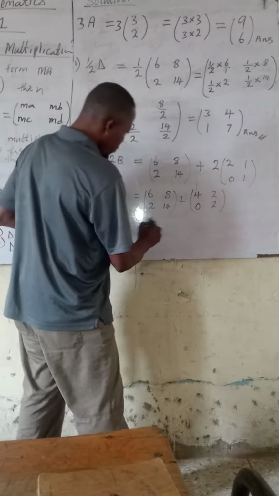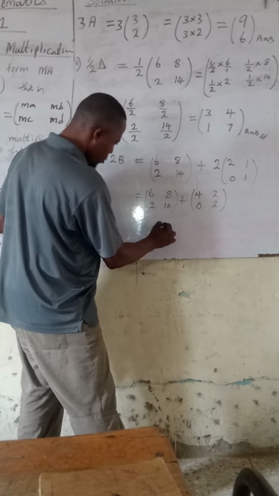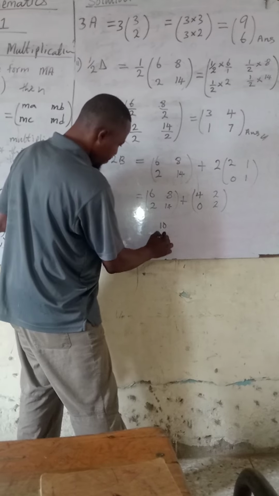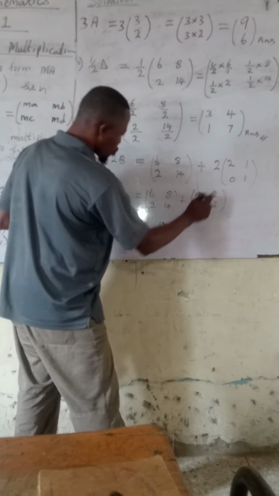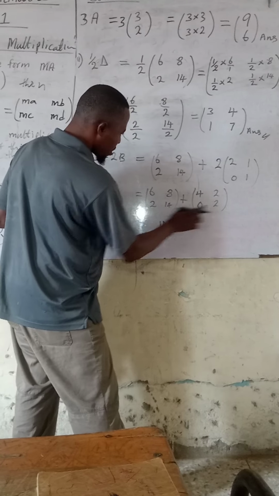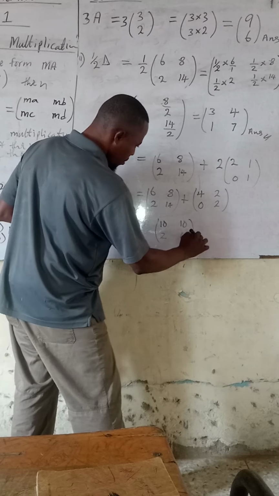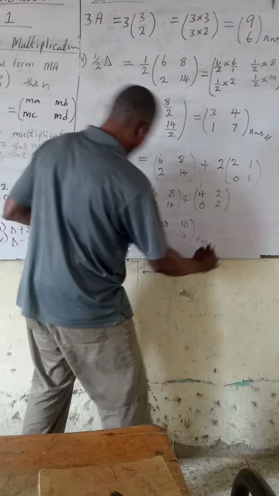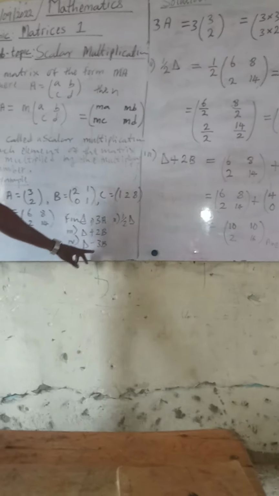Then it will give us 6 plus 4, 10. 2 plus 0, 2. 8 plus 2, 10. 14 plus 2, 16. So that's our answer. Then the last one now is D minus 3B.